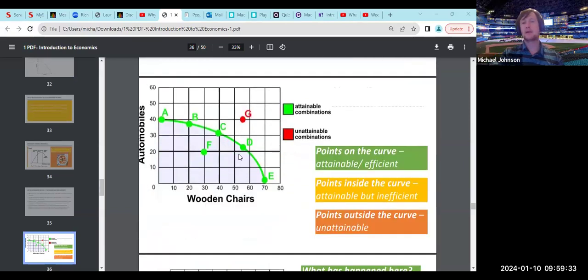Anything inside of the graph or on the line is attainable. So we can produce anything on the graph's line or below the graph.